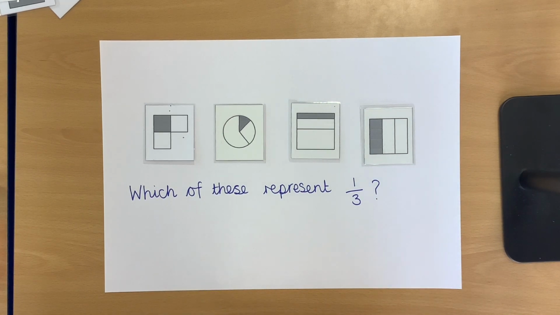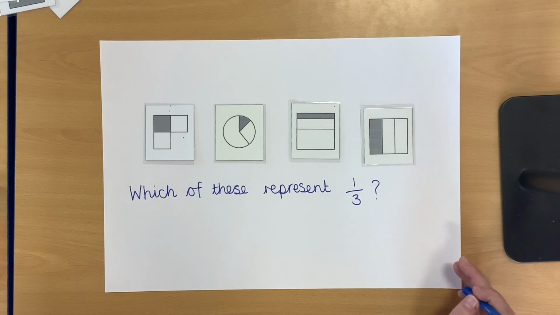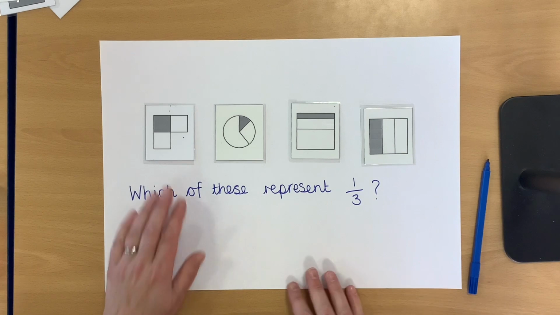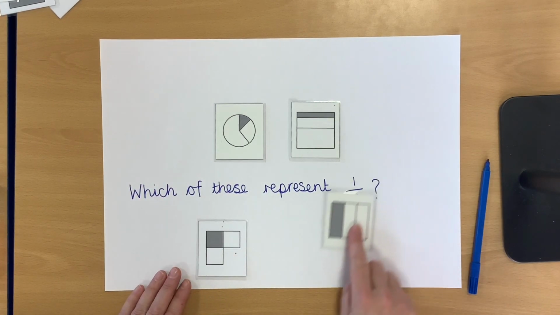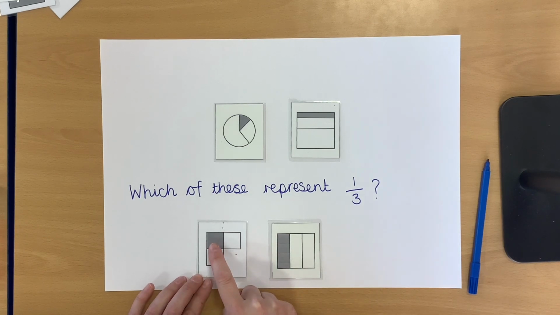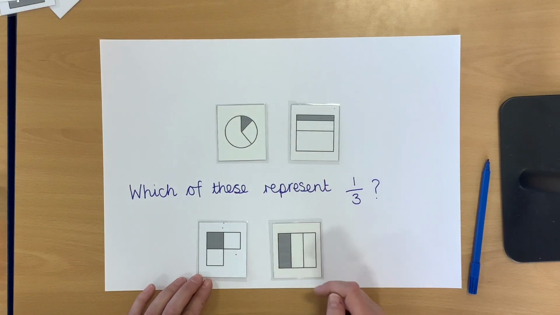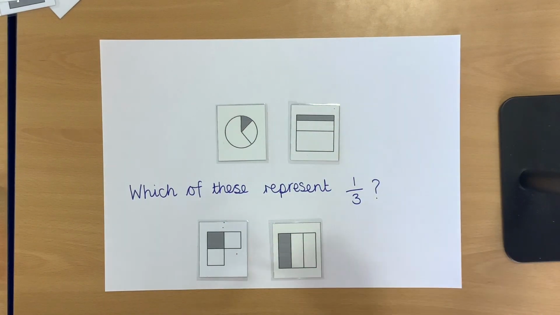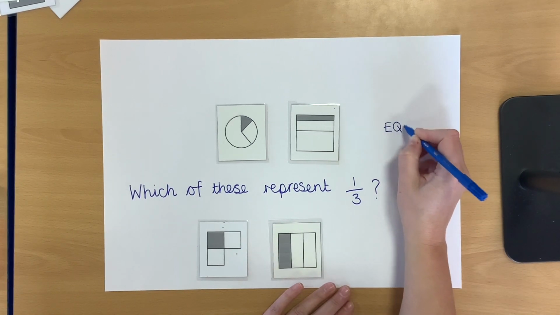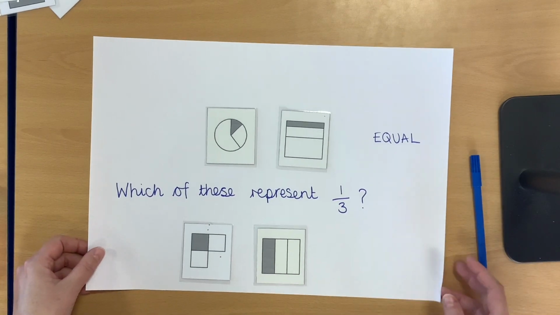Pause the video and have a think about these 4 pictures. Which of these pictures represents 1/3, 1 part out of 3 equal parts? Okay, which did you think? The answer is these 2. These 2 represent 1/3 because 1 part is shaded out of 3 equal parts. On these ones, although 1 part is shaded, the 3 parts are not equal. And that is really important when we're talking about fractions, because we need to be talking about equal parts.